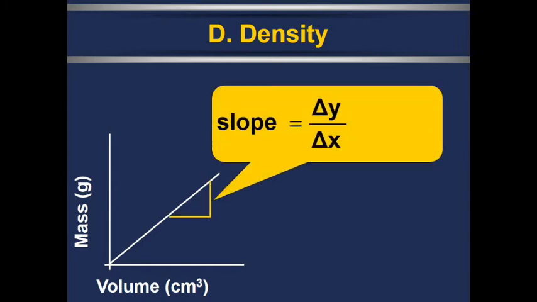If I were to take the slope of this line, y'all should know in your math class, slope, if I asked you what slope was, a lot of you would say rise over run. That's really good. Rise is the change in y. Run is the change in x. So I have delta y over delta x.